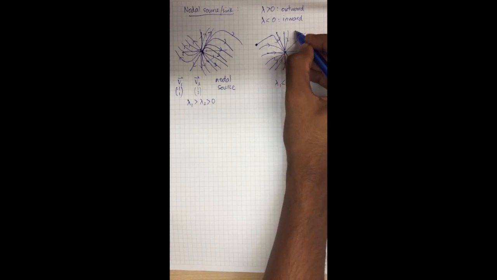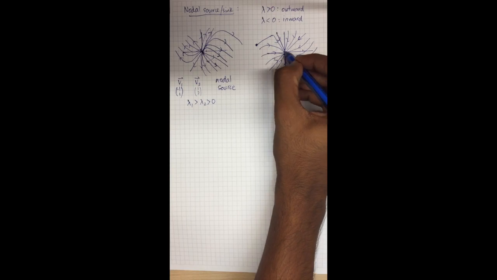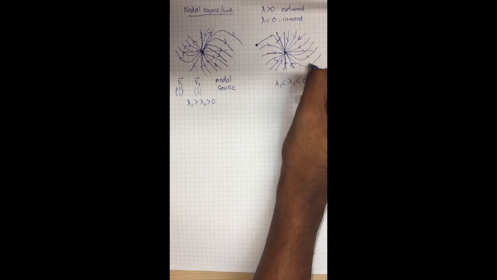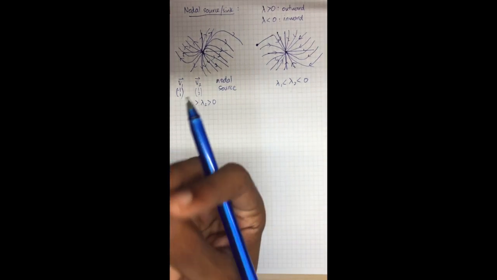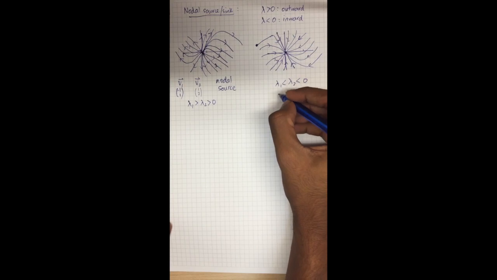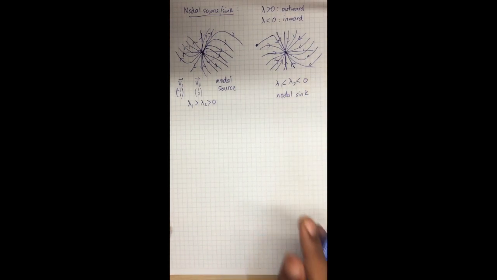If I just continue that, this is how it will come. The same way I can do it on the other side. And since they all go towards it, they all sink to the center, the origin. So over here, we call this the nodal sink.